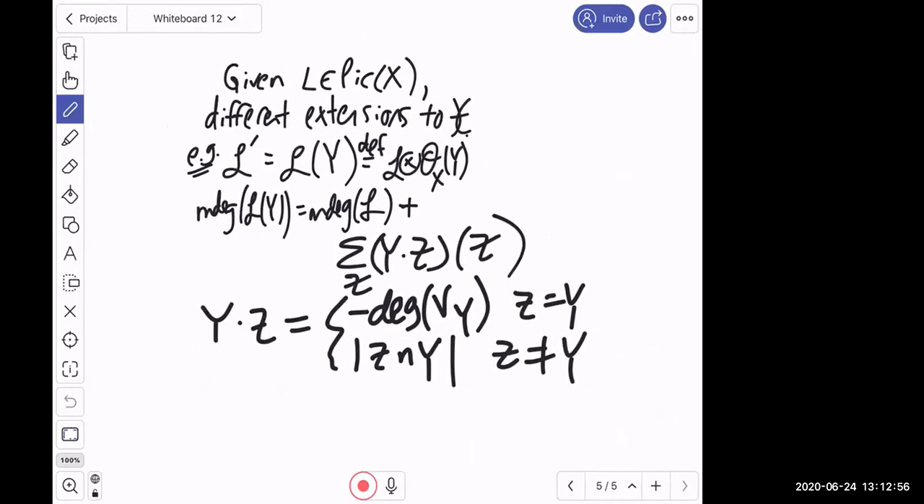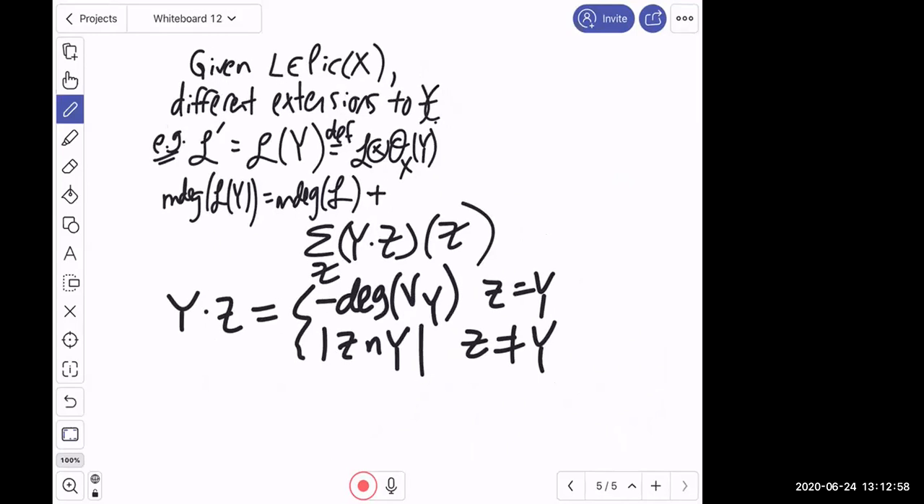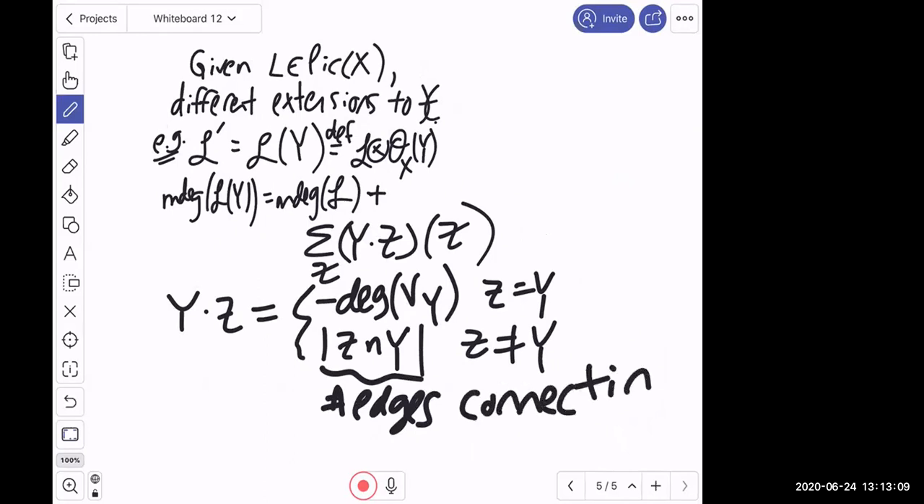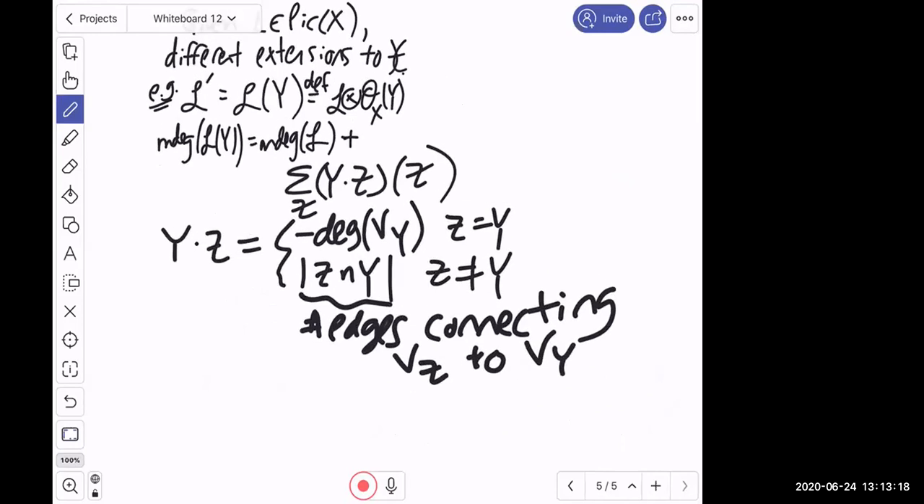But what is that? This is a purely combinatorial description. Z intersect Y is just the number of edges connecting vertex Z to vertex Y in the graph. And so this is exactly a chip firing move, or dollar firing, however you want to think about it.